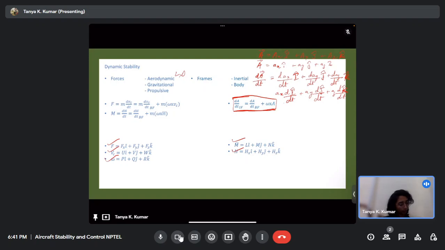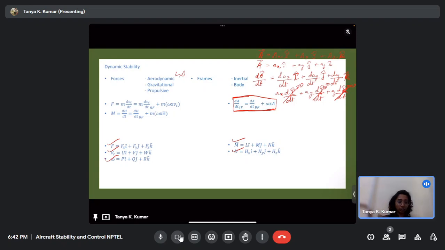So the last three terms are 0 because the rates of change of i, j, k are 0. Why? Because the inertial frame is fixed, right? We have defined our inertial frame such that it is fixed. What is the inertial frame?